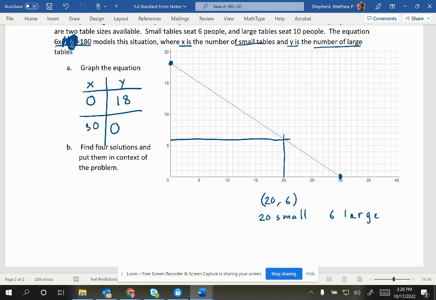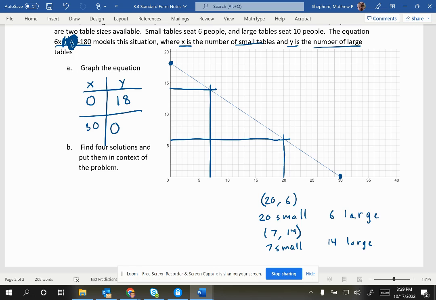Okay, and we can do that. We can see other points where we also see it. Okay, so I could also do 7 and 14, which would mean 7 small tables and 14 large. And this could be another way that I would seat my 180 people.